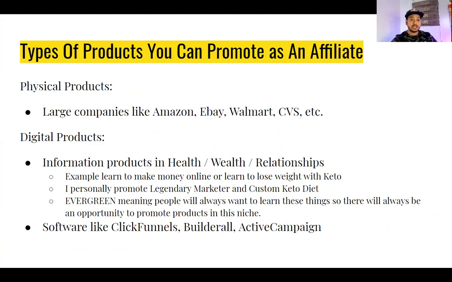Okay, the types of products you can promote as an affiliate. Physical products come from large companies like Amazon, eBay, Walmart, CVS, Nike, and there are a lot of companies that have affiliate programs we can promote. And after that, there are digital products, which we can also promote.